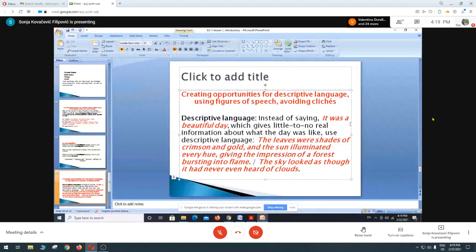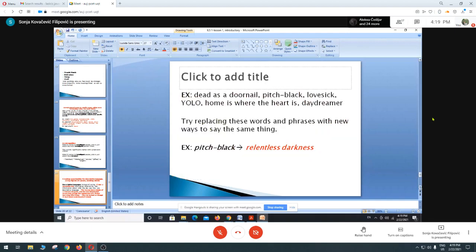Descriptive language. Instead of saying it was a beautiful day, which gives little to no real information about the day, describe what the day really looked like. The leaves were shades of crimson and gold, and the sun illuminated every hue, giving the impression of a forest burning into a flame. Or the sky looked as though it had never heard of clouds.